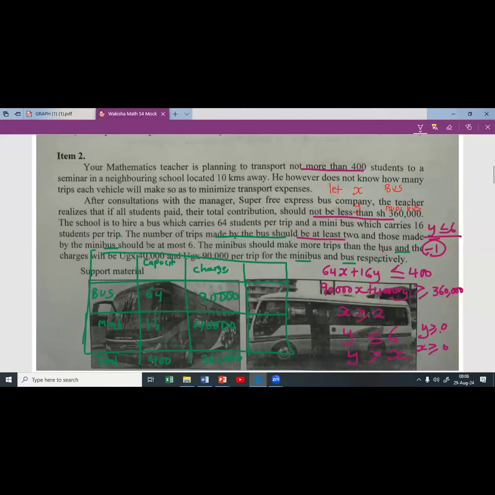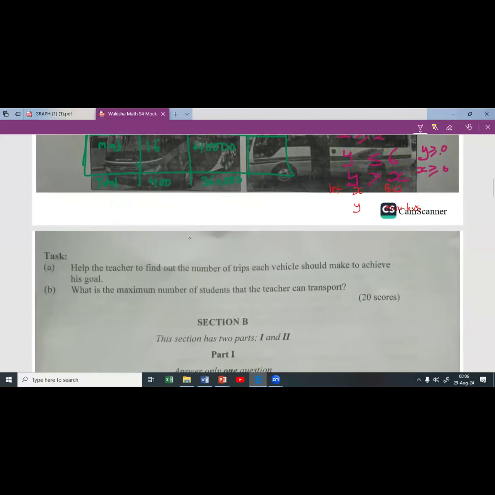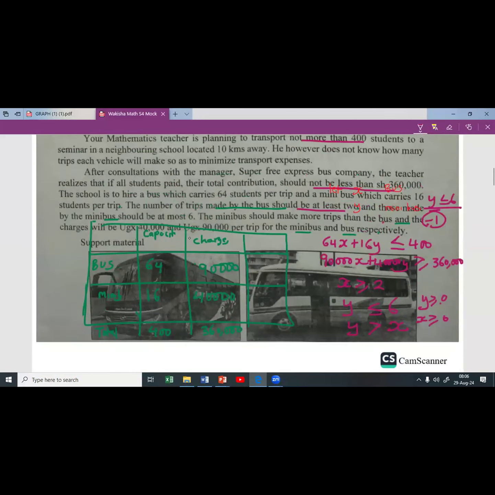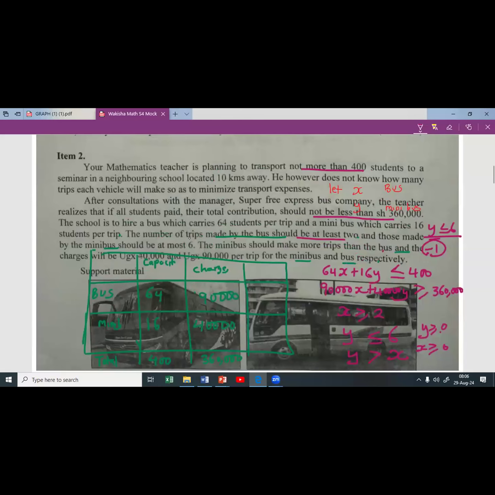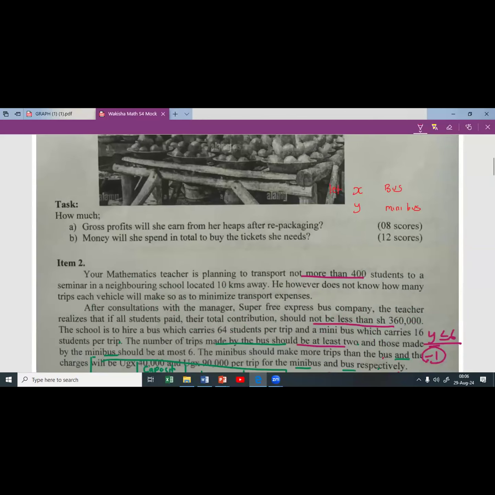For this particular question, they can also ask you to find the minimum expenses. So to find the minimum expenses, you must also do this. Now here, what is the maximum number that the teacher can transport? If we are looking for the maximum number, you are going to look at your region and find those points. After drawing, look in the region you have remained with and obtain all the maximum points.